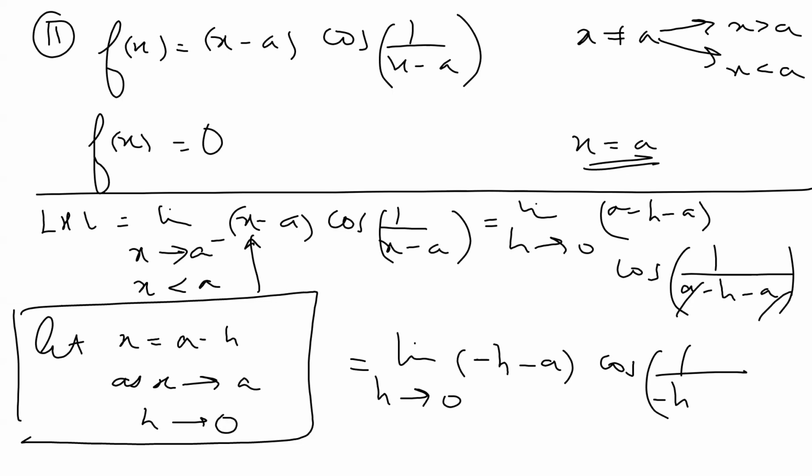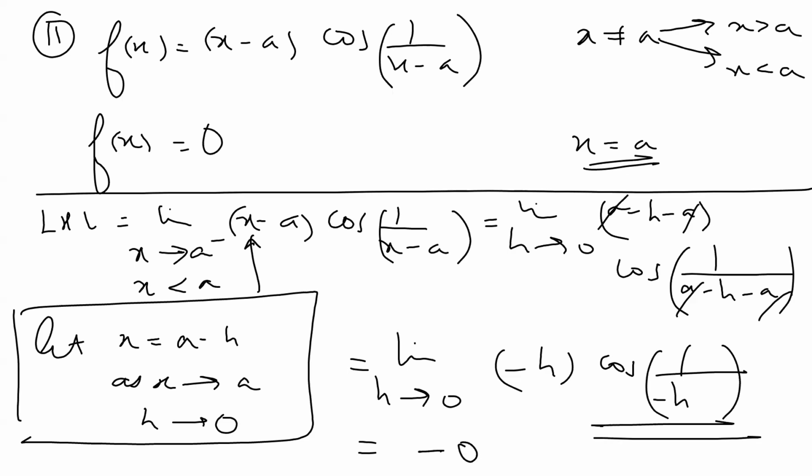Here also a gone. So we are left with minus h. By mistake, I had written 0. It should be x approaching a now. Now see, put h as 0. Now this value, cos of any angle, lies between -1 to 1. So 0 into this will be 0. Clear? Similarly, you have to do for RHL.